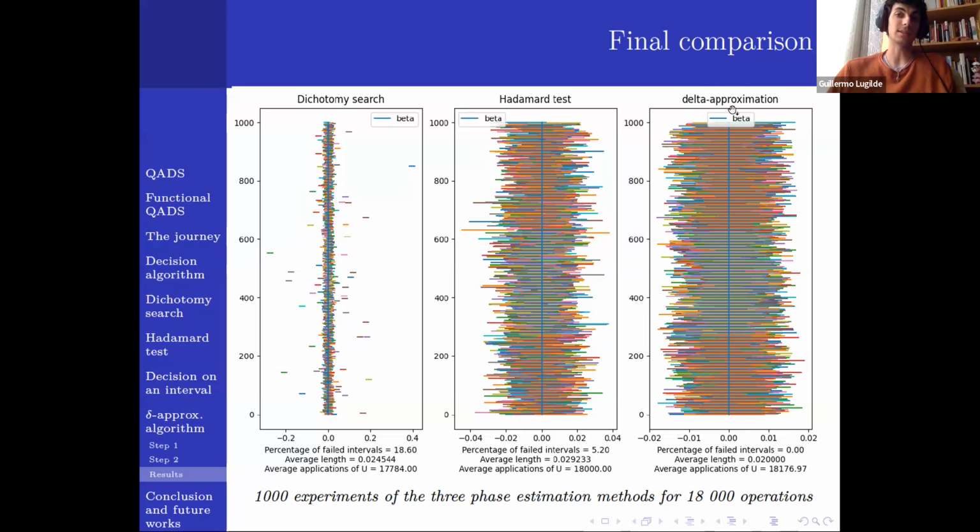Whereas for the delta approximation algorithm, first of all, it has almost perfect accuracy. It was perfect in this case. It's not always perfect, of course. Plus the average length, in this case, it was always 0.02 because that is fixed at the beginning. And it only invests around 1% more operations than the Hadamard test. So the improvement is remarkable, I would say.